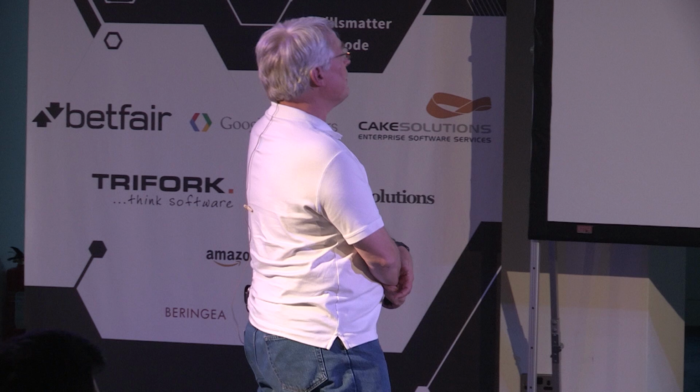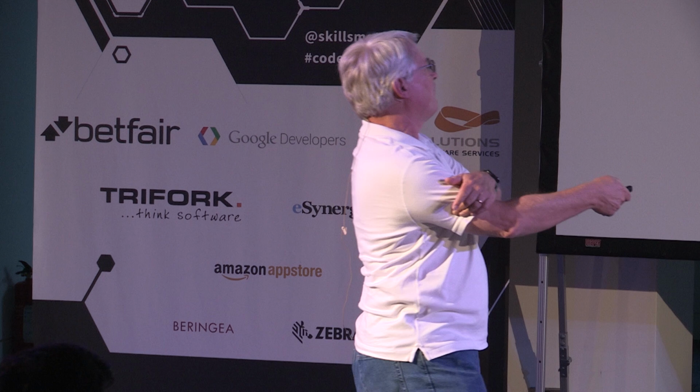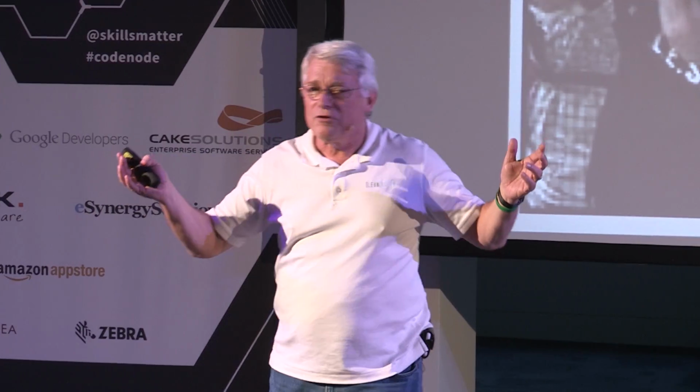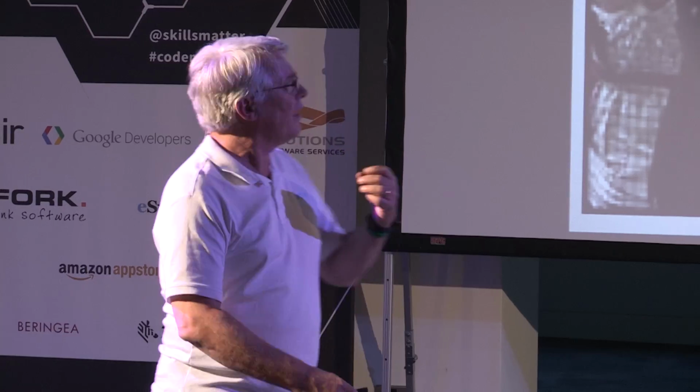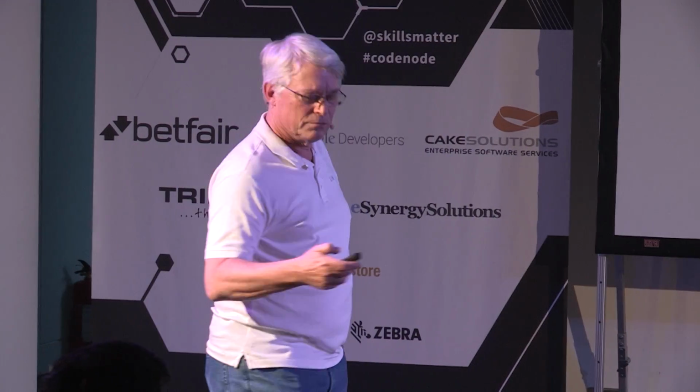Unfortunately, we don't all agree. Programmers aren't sure what their technical disciplines really ought to be. And lately, we have seen papers like TDD is Dead, written by David Heinemeier Hansson, and we saw another one recently called TDD, I Gave Up, and then there's another one on pairing, no. Okay, we don't agree. We've got a real problem on our hands because we don't agree on our own technical disciplines.